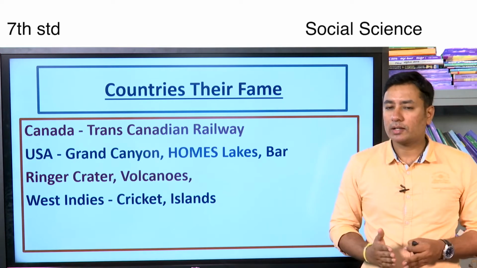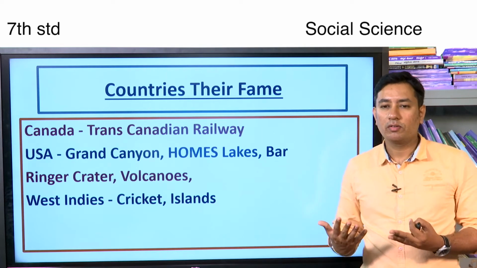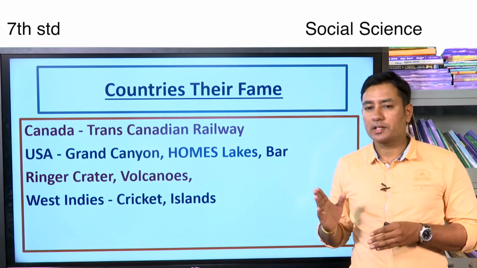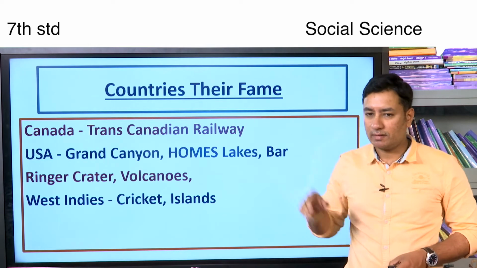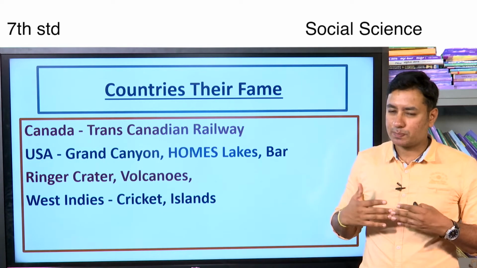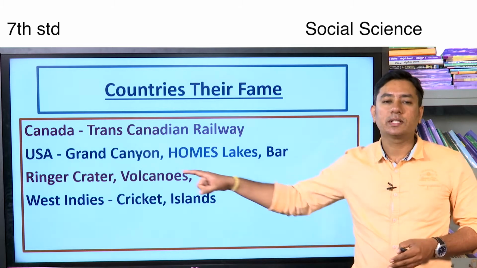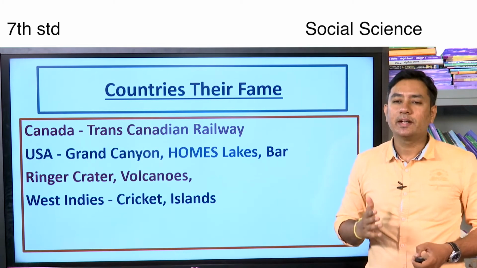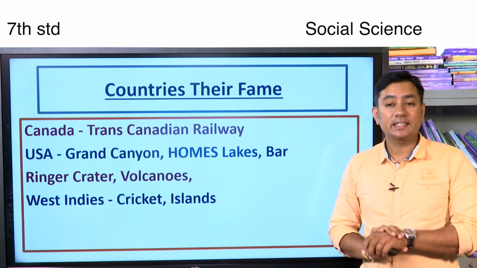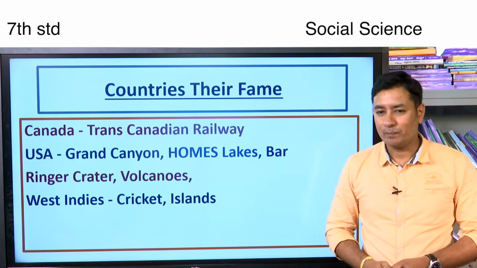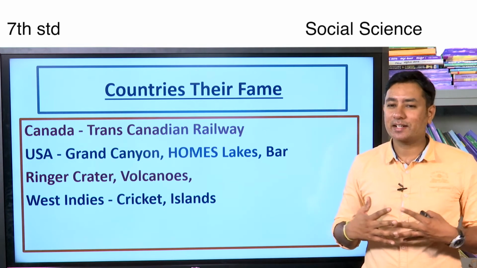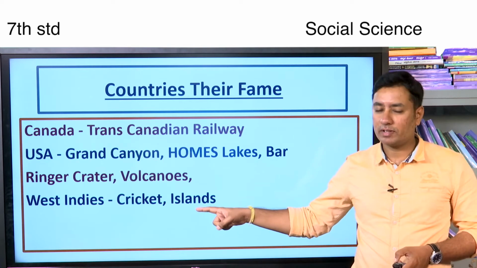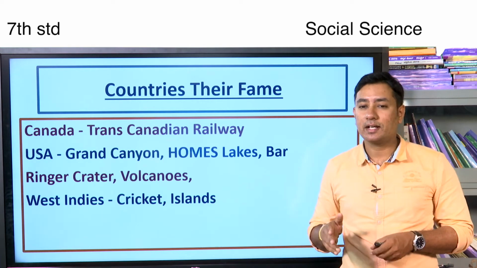Some countries in North America are well known for their specialities. What are those? Canada is very famous for the Trans-Canadian Railway. The USA has specialities of different kinds: the Grand Canyon, the Great Lakes, Ringer Crater and volcanoes. Finally, if we come to the West Indies, these islands are known as Cricket Island. There is a relationship between India and cricket. Here we treat cricket as a religion, is it not? Even the West Indies population treats cricket as a religion.